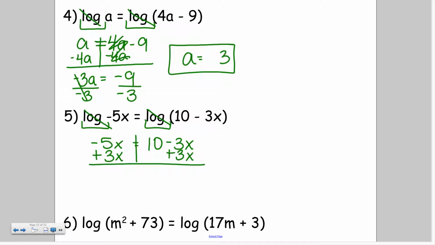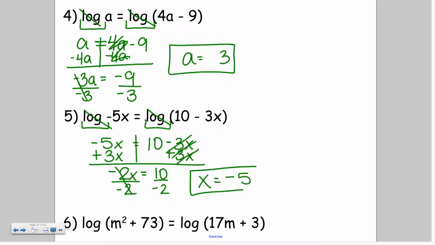So negative 5x plus 3x is negative 2x. And then I'm going to bring that 10 down. Negative 3 plus 3 cancels. And I'm left with negative 2x is equal to 10. So then divide by negative 2. That's going to leave me with x is equal to negative 5.